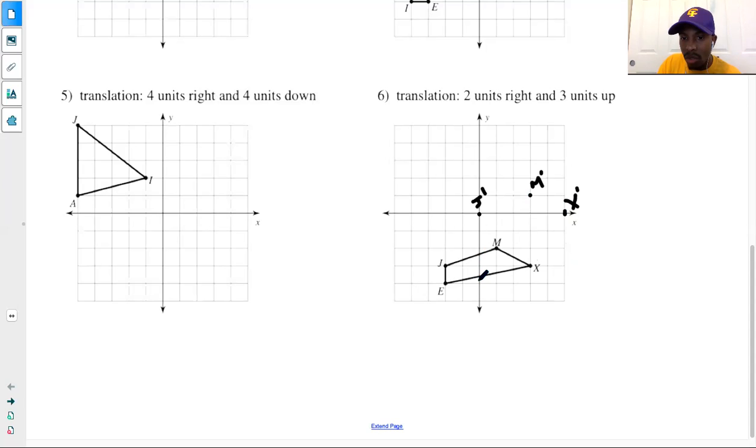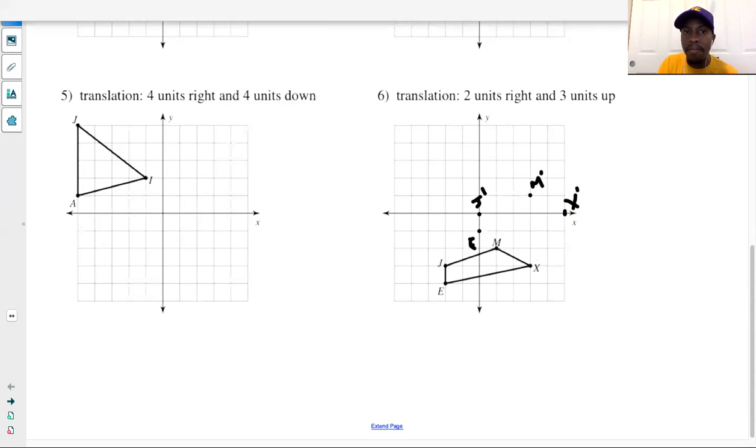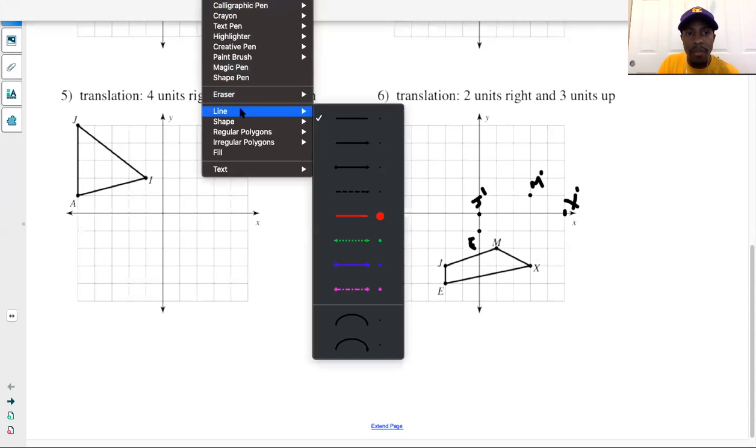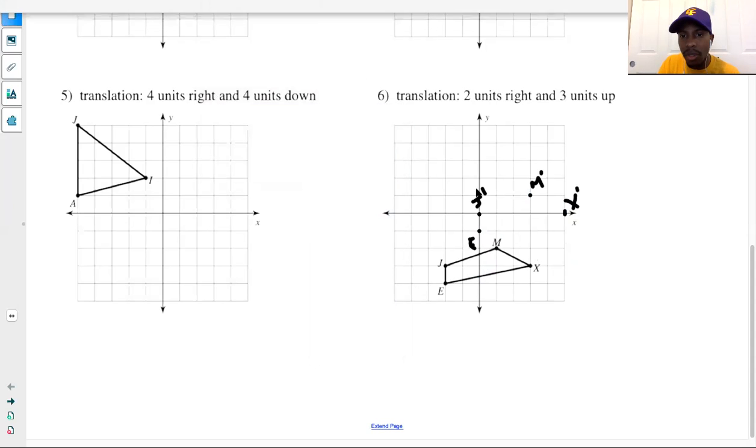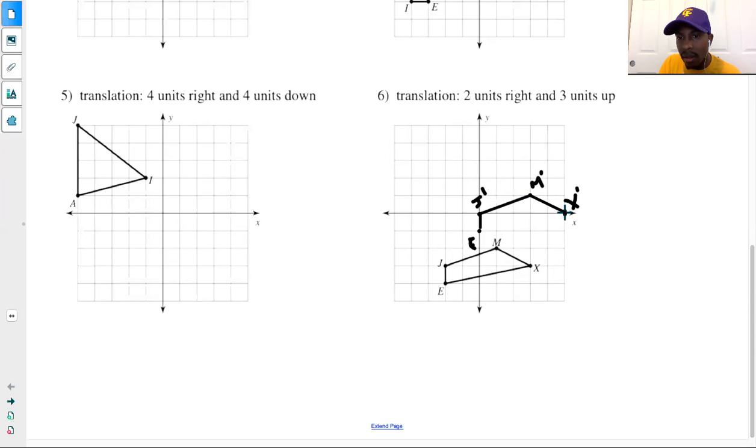And then E, 2 to the right, 3 up, 1, 2, 3 is right here. Okay, so that's E prime. Now you need to make sure you remember we are writing the prime markers, as this is an actual image after the pre-image, okay? So now that you have all your points in the right spot, all we're doing now is connecting the dots. We're connecting them to make the image look exactly like the pre-image. All right, and then boom, just like that, okay? Let me go on to 8.